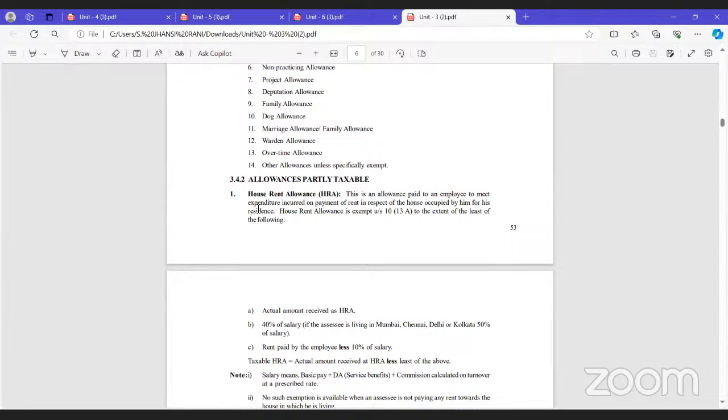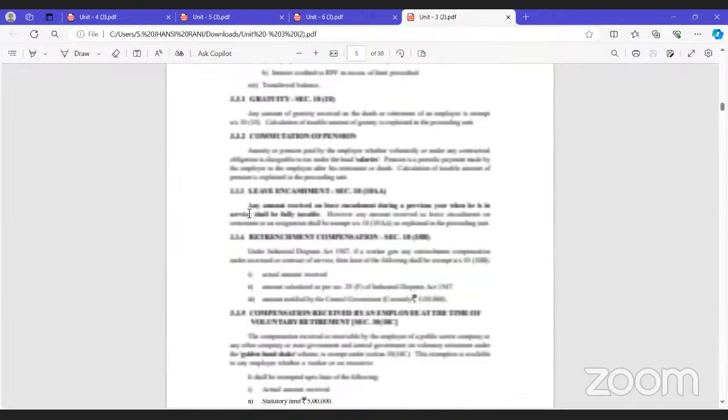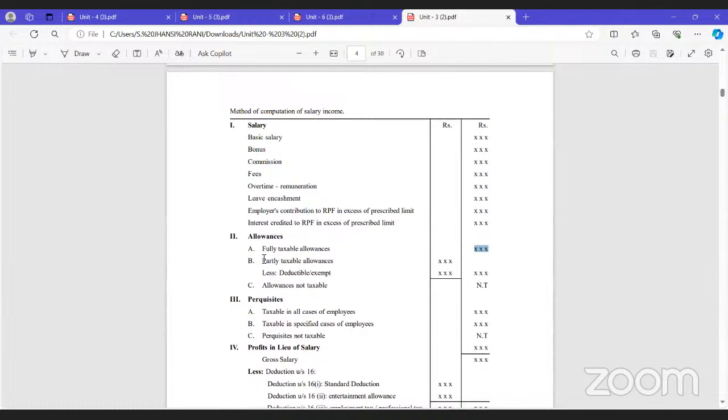Next, allowances partly taxable. Here we have HRA, that is house rent allowance. So we have to remember the provision. Why? Because if we look at the format under partly taxable allowance, here the HRA comes, that is a partly taxable allowance. And what will we do? First we will write the amount, whatever is given, that is house rent allowance actually received. We write here.